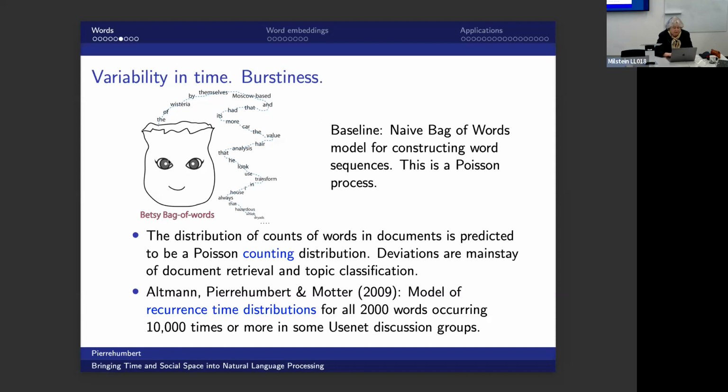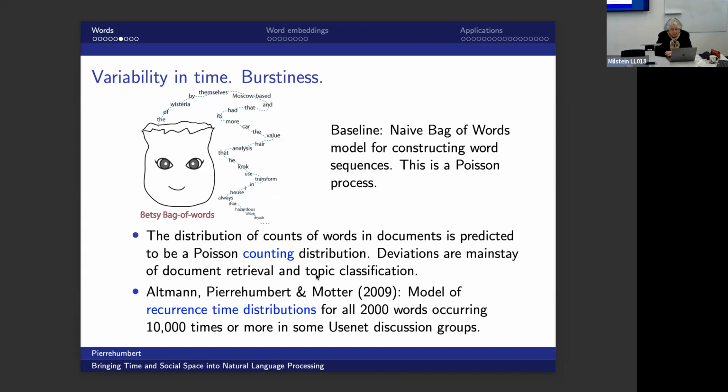So this is a super naive model. It is obviously incorrect. It just gives you an icon of creating sequences by a Poisson process or a unigram model. In that case, you can analytically derive what the distribution of words in documents would be, the Poisson counting distribution. The mainstay of document retrieval is deviations from this, because if some word is way off that prediction, that would be a pretty good indicator that it is a good keyword for documents on some specific topic. Okay, huge amount of work on that. That's why document retrieval works.